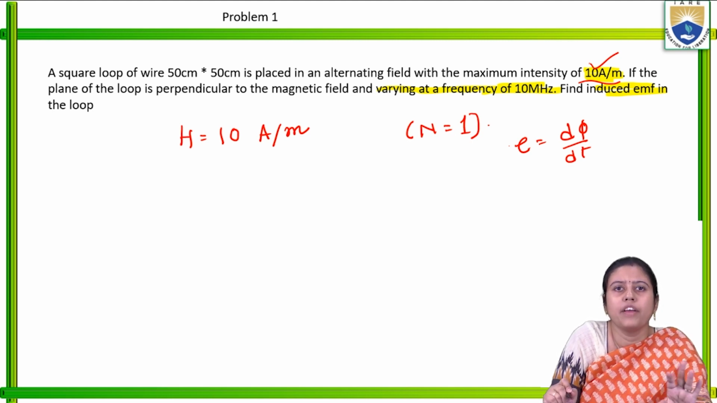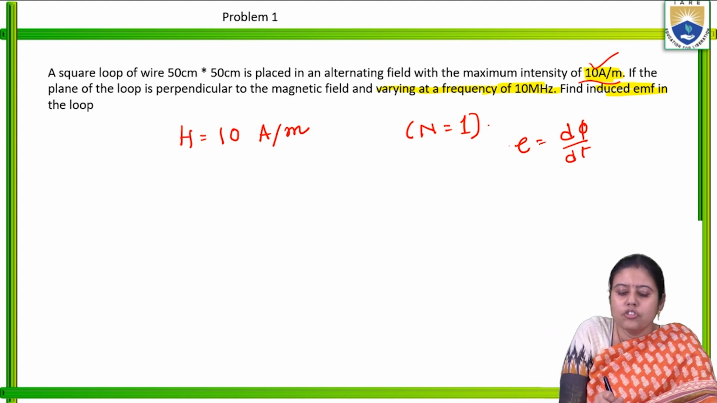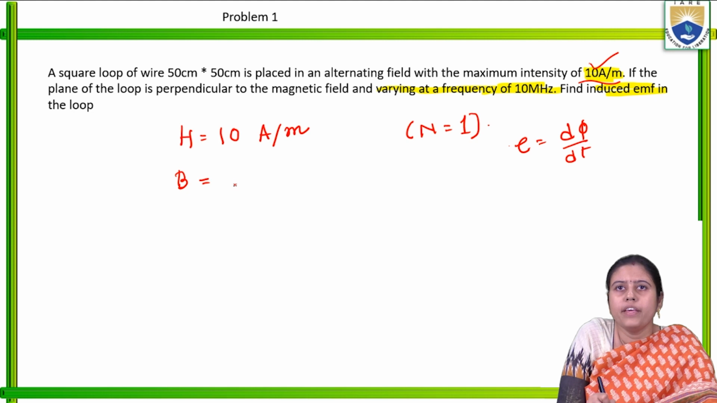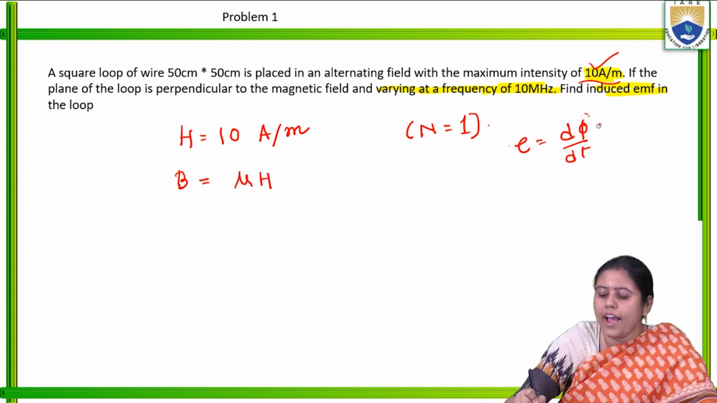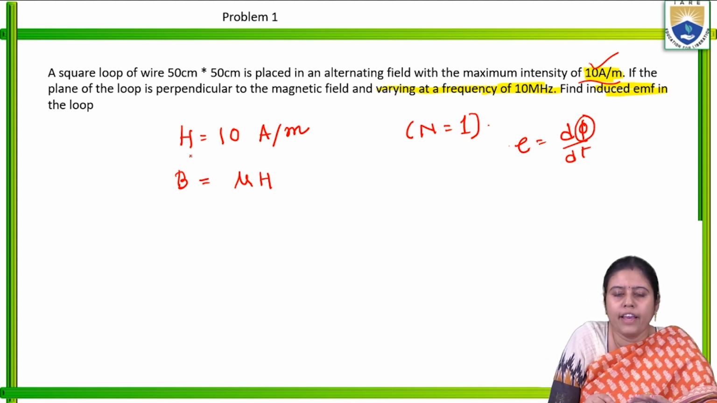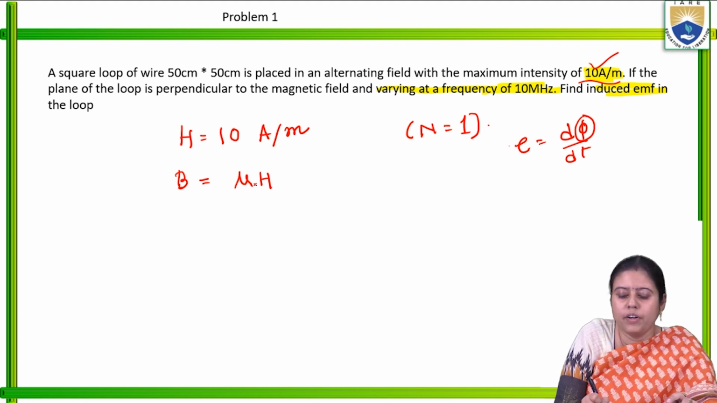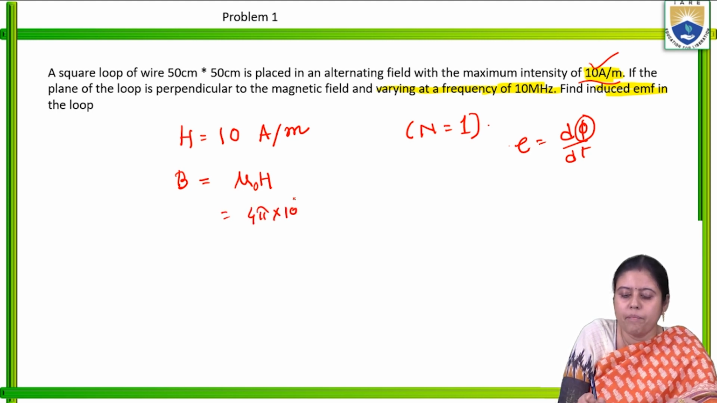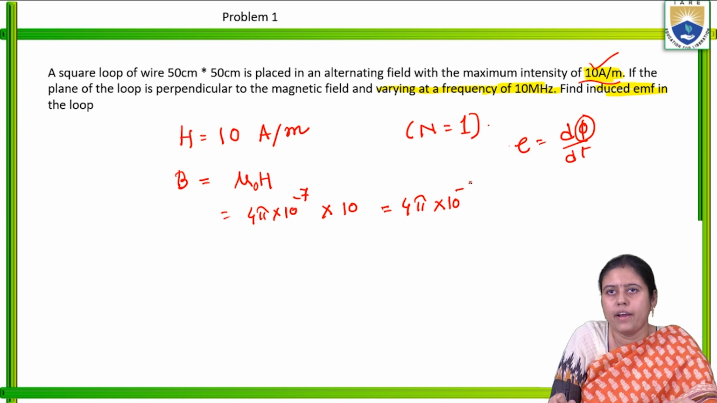E is equal to, if we are not taking the direction, we are taking only the scalar magnitude. So what is B? We know B is equal to mu into H, because we have to calculate the phi, and we have to again B dot ds. So first from the H we can calculate the mu. As the mu value is not given, we will take mu naught. So it is 4 pi into 10 to the power minus 7 into 10. So we are getting the value 4 pi into 10 to the power minus 6.